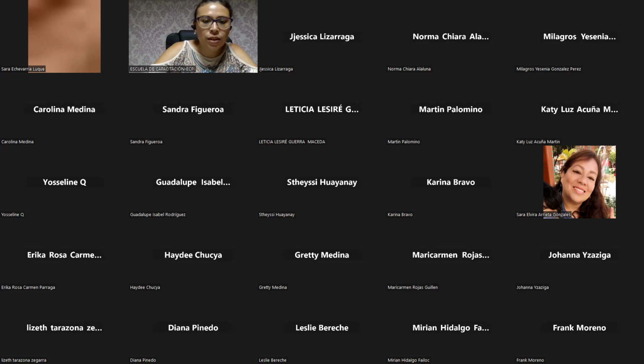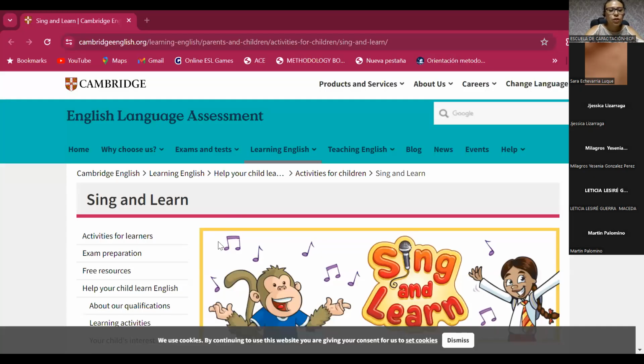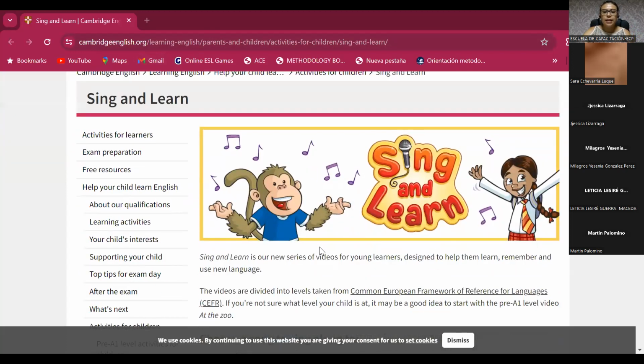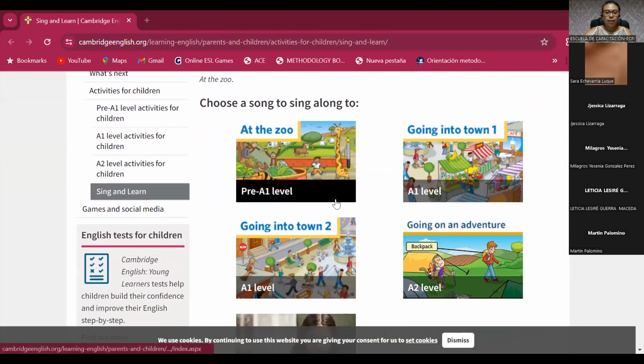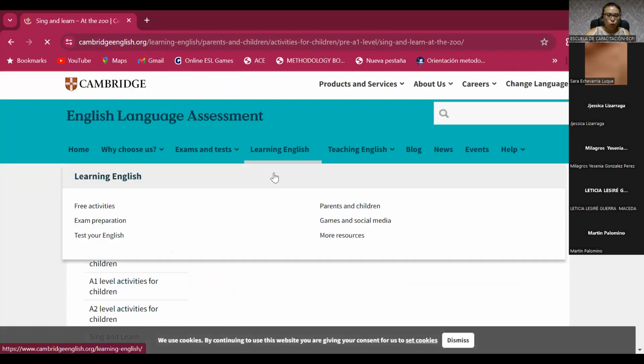Yes, I really like this one because this is for those who teach primary and also kinder. Let's see. Can you see my screen? Yes, perfect. So this is the web, cambridgeenglish.org. Here it says sing and learn, etc. And you have here the levels, pre-A1, A1, etc. For example, this one, Zoom.